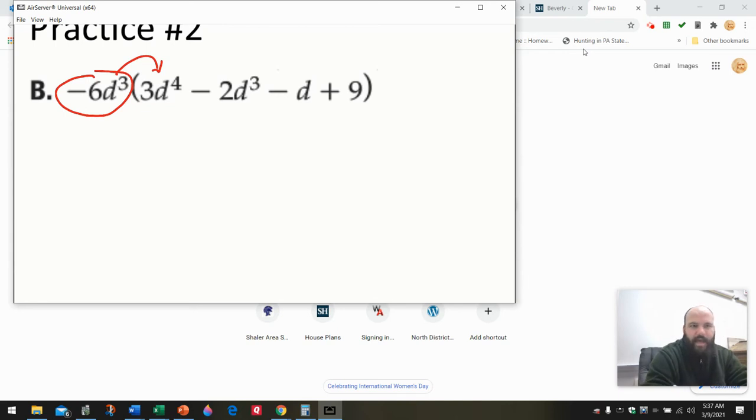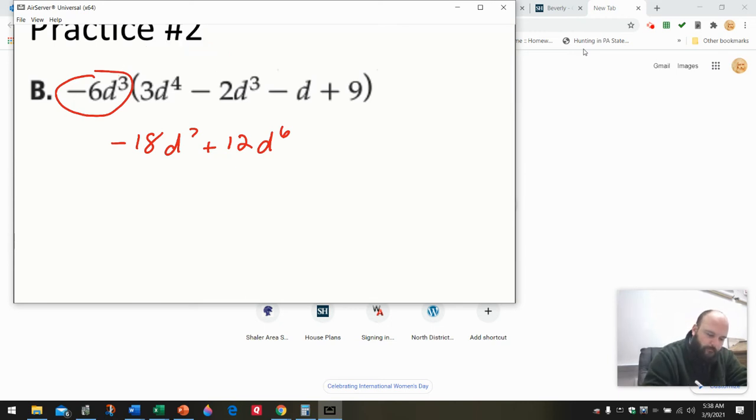So I'm going to erase that. So we have negative 6 times 3, which is negative 18. And then we have d to the third times d to the fourth, which gives us d to the seventh. Remember, the powers add. The next one, we're going to distribute this to the second term in that polynomial. So negative 6 times negative 2 is positive 12. And then d to the third times d to the third will become d to the sixth power, because we are adding 3 plus 3.